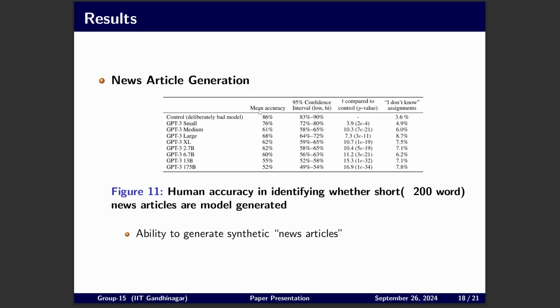With 86% accuracy, the humans are able to identify that those articles were generated by a model. And as you can see, GPT-3 175 billion parameters is at the bottom, around 52% accuracy. The humans were able to identify that the articles were generated by GPT-3 175 billion parameters.